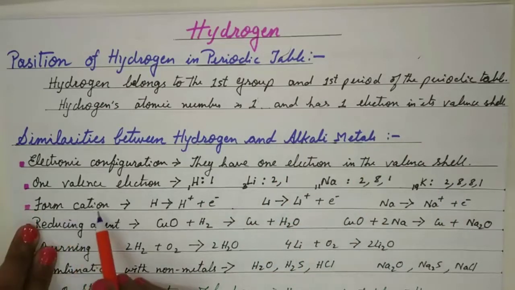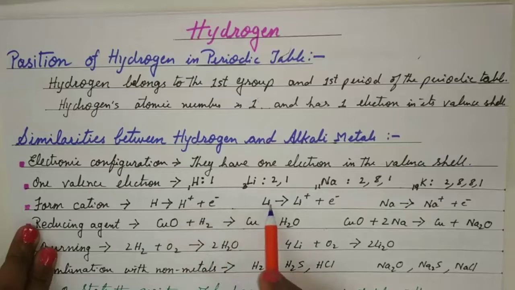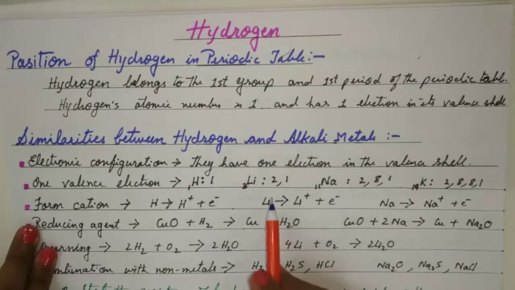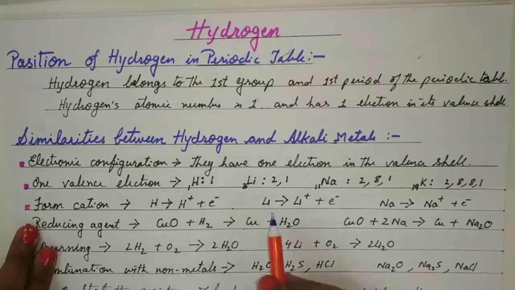Second, it forms cation, like hydrogen can lose 1 electron and become hydrogen ion, just like lithium and sodium and potassium. Ionic equations, if you remember, we have done in the previous videos, so it is not new to you. You have all done it. The first chapter we have done in the video and I had asked you to practice also.